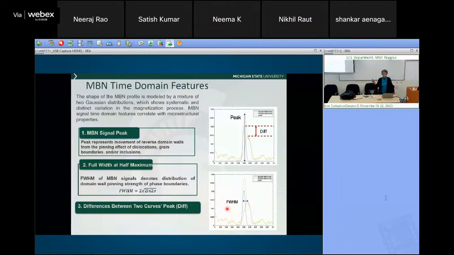Okay, so we saw a Barkhausen noise signal. So what kind of information can you get from there? So this is taking one particular cycle, stretching it out.